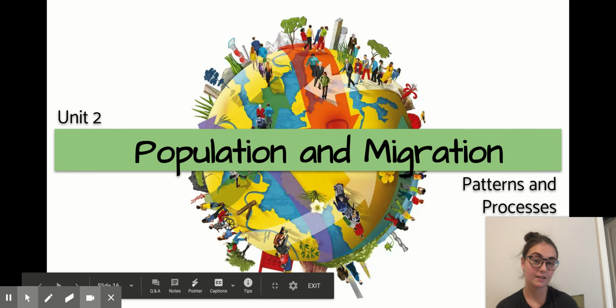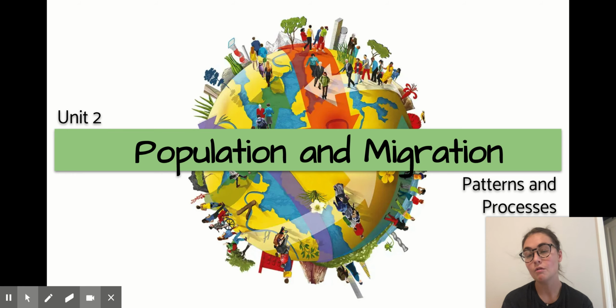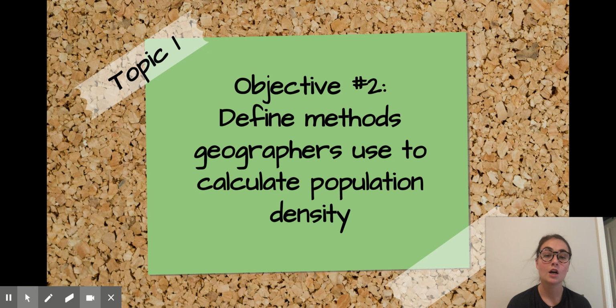All right, so in our first objective of topic 1, we talked about population distribution and the factors that affected where people settled. What we're going to talk about in the next two objectives is population density, and how that is calculated. So, objective number 2 is to define methods geographers use to calculate population density.